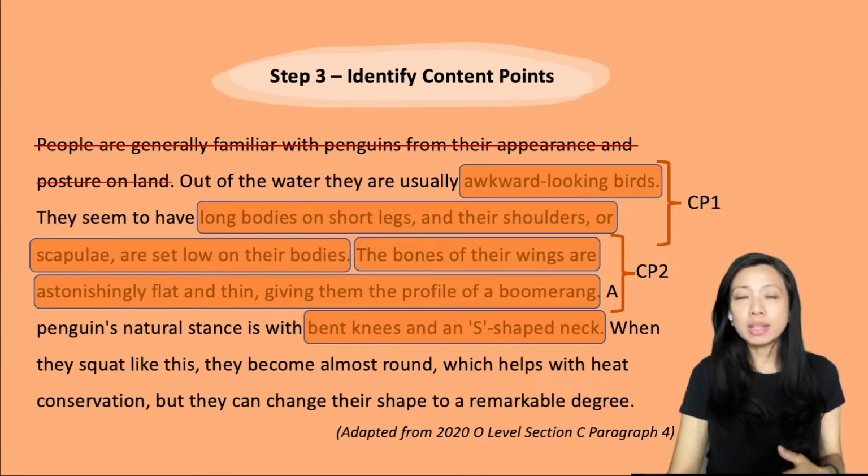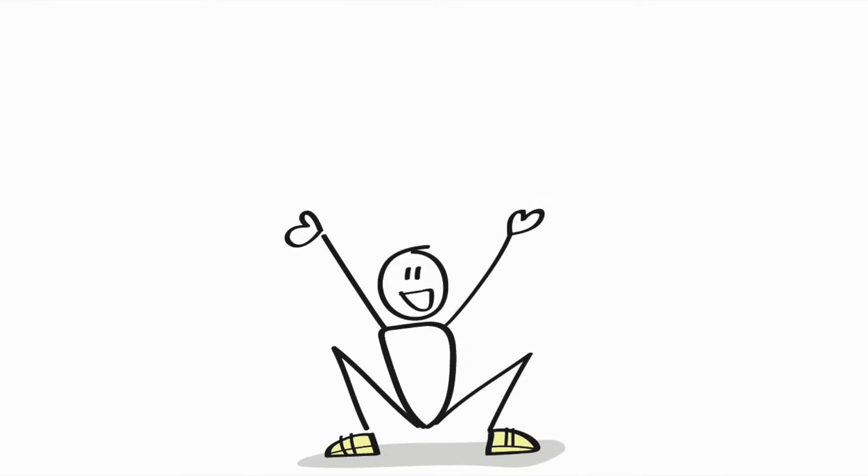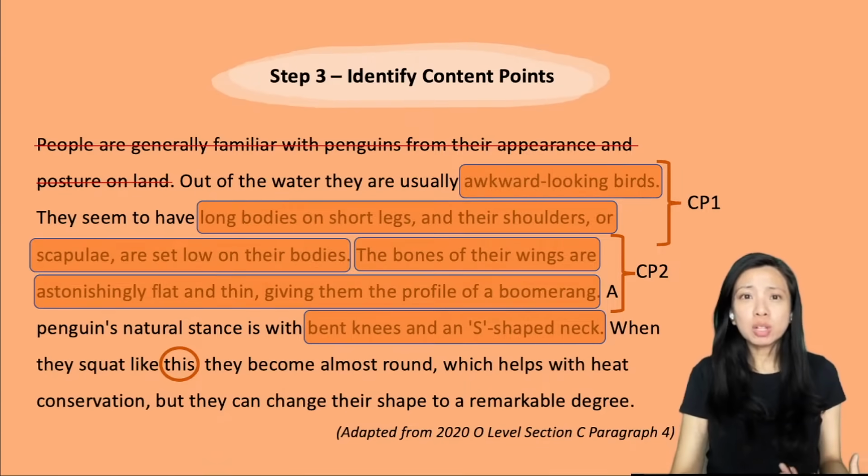If we read further on, it says, when they squat like this. So what does this actually refer to? So think about it, when we squat, our knees are bent, right? We have to bend our knees to squat. We cannot be standing up and squatting at the same time. And also when we squat, we kind of bend over a little bit. So that kind of links to the S-shaped neck as well.